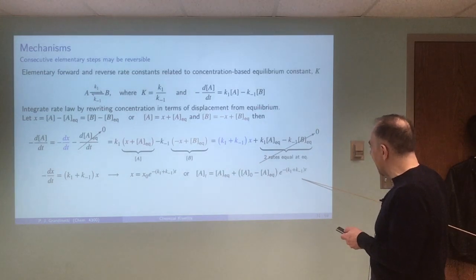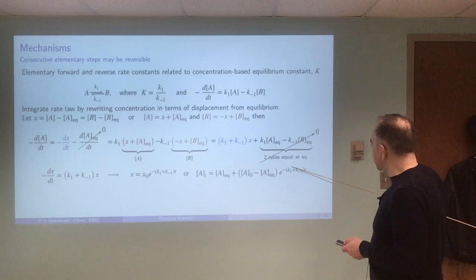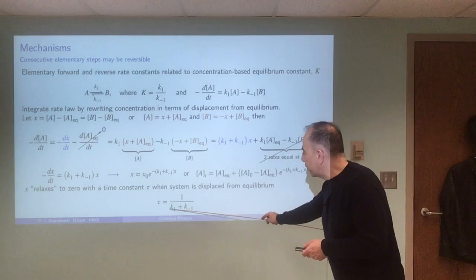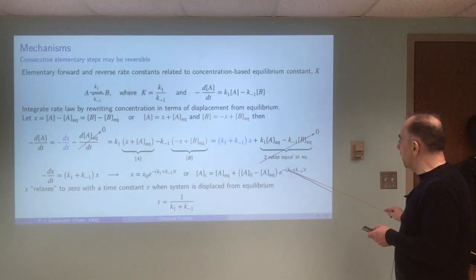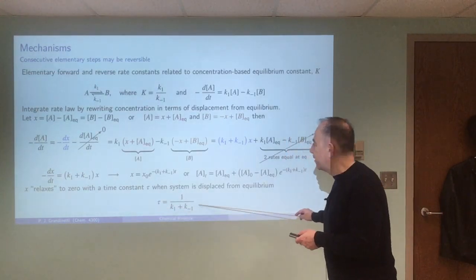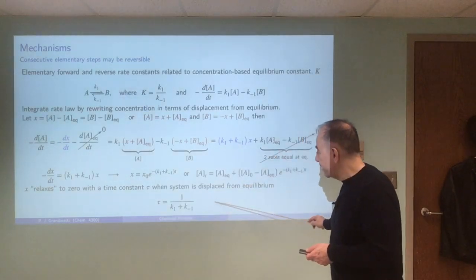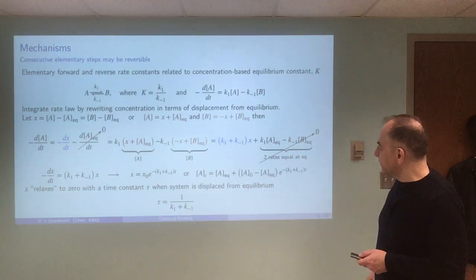It will relax back with an exponential recovery that has a constant here of 1 over K1 plus K minus 1. So if I describe this as e to the minus t over tau, then the relaxation time, or the time constant for that recovering back to equilibrium, is given by the inverse of the sum of the rates.